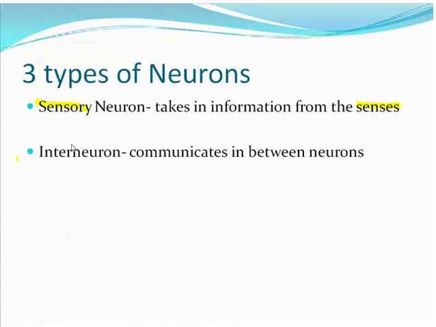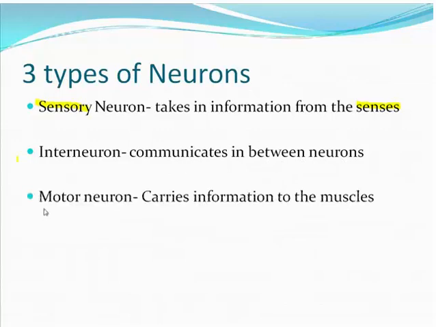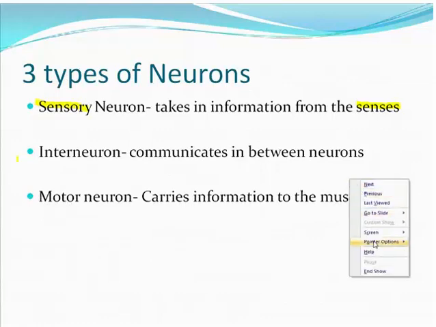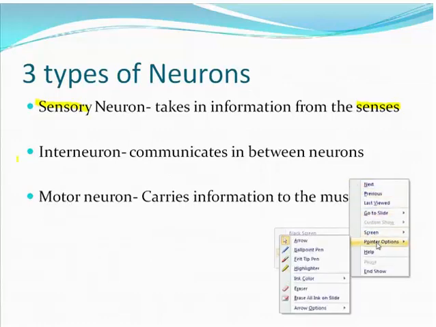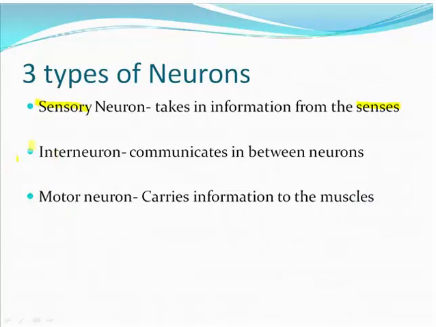Okay, but then the next type of neuron is interneuron. So it communicates in between neurons. And then we have motor neurons, which carry information to the muscles. So if we were going to highlight as a way to remember this, it's pretty easy here. Inter is in between, and then motor, M, is to the muscles.